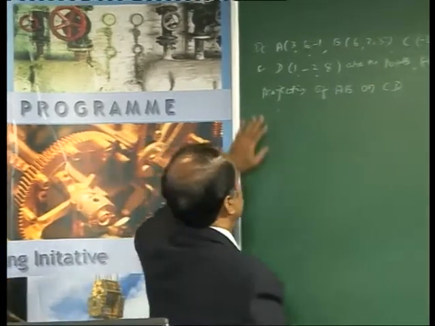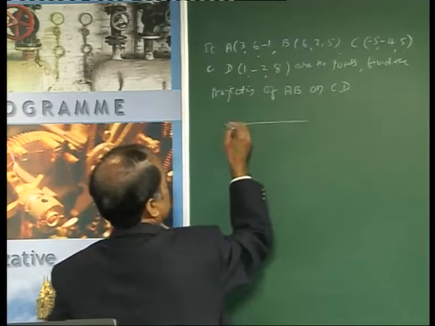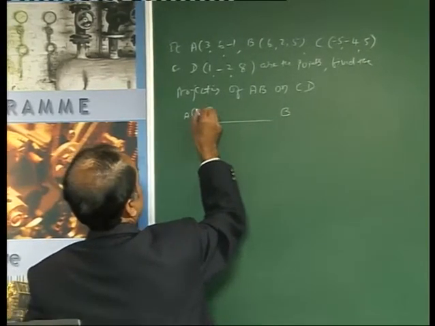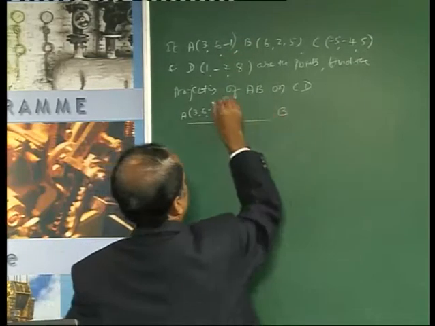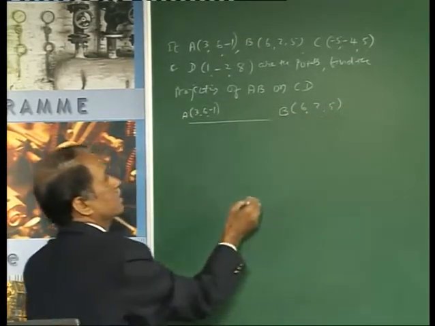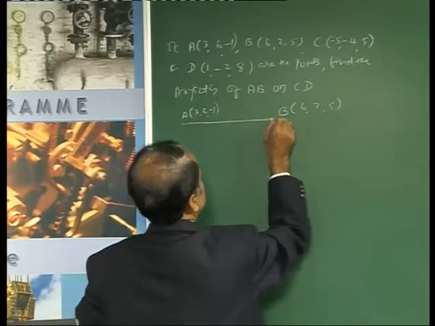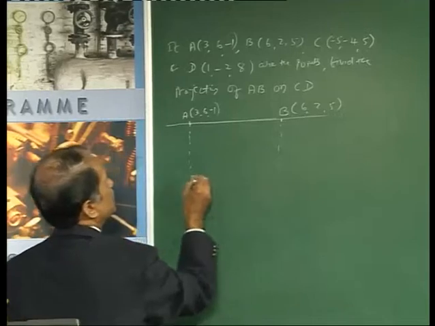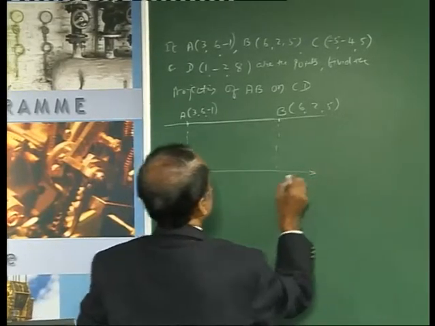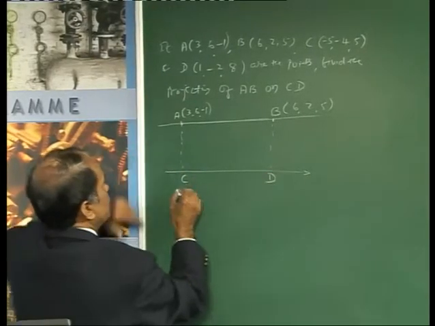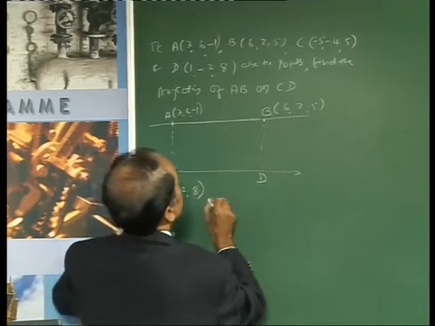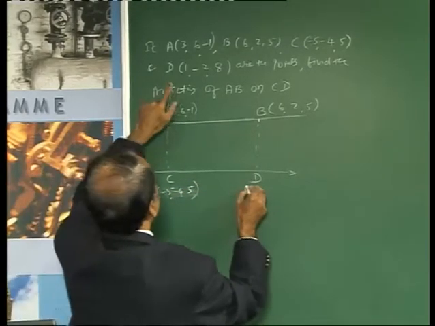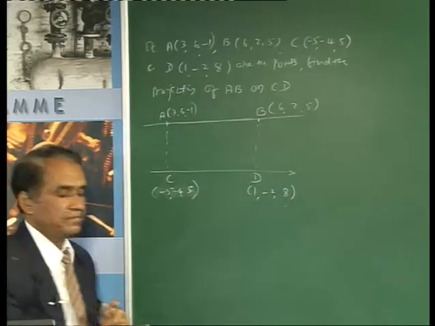Now, I consider the projection which is clearly mentioned in the problem. This is A, this is B, it is the given line, for example 3, 6, minus 1 and 6, 2, 5. The projection means dropping a perpendicular on another line, and this may be the projection. Like C, D, they are given the points 1, minus 2, 8, and minus 5, minus 4, 5.